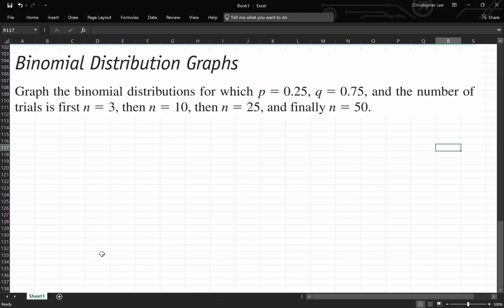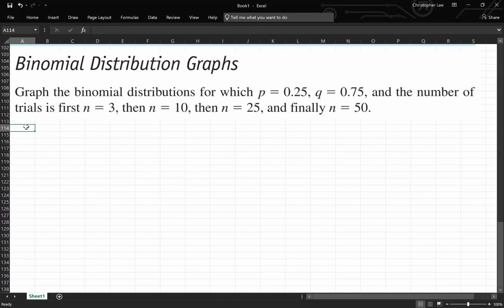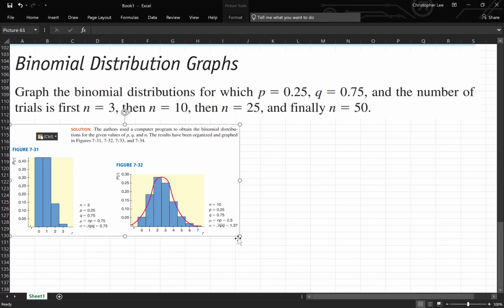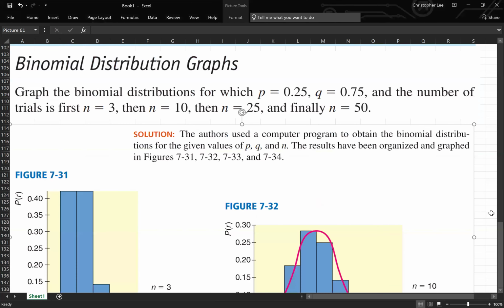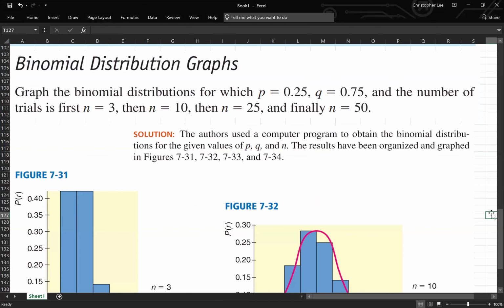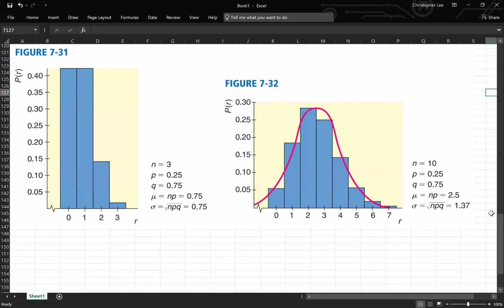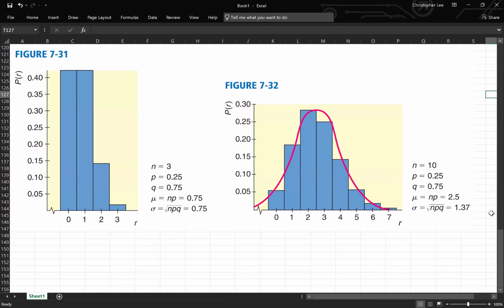Let me show you guys real quick. We're going to start off small, with n equals 3 and n equals 10. Take a look at that real quick. The authors used a computer to get these. So let's look at this figure, 7.31. The probability of r is going to be my y-axis. My x-axis is going to be r, my number of successes. This is a binomial distribution, so we know that all of our r's are in the middle of each bar.